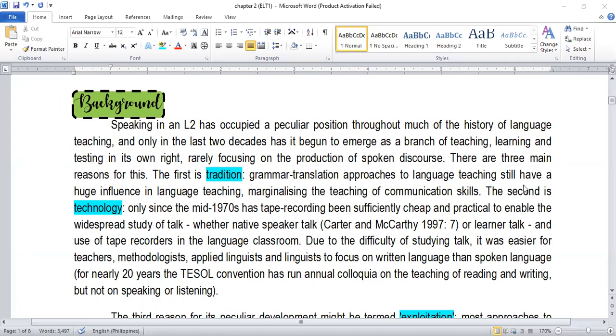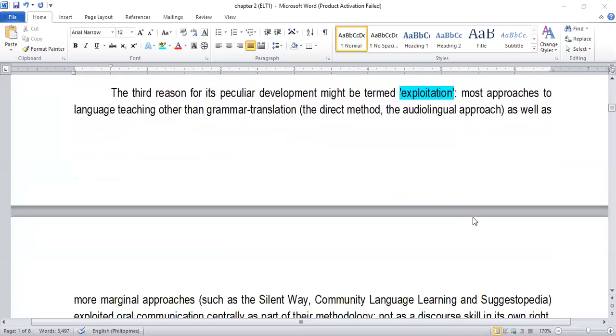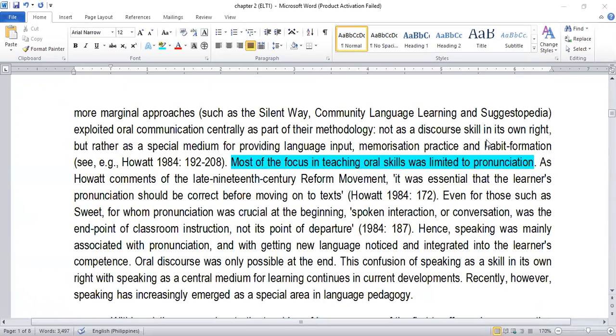And the last one is exploitation. Now, most approaches to language teaching, other than grammar translation, we have direct method and audiolingual approach, as well as more marginal approaches such as silent way, community language learning, and Suggestopedia, exploited oral communication centrally as part of their methodology, not as a discourse skill in its own right.